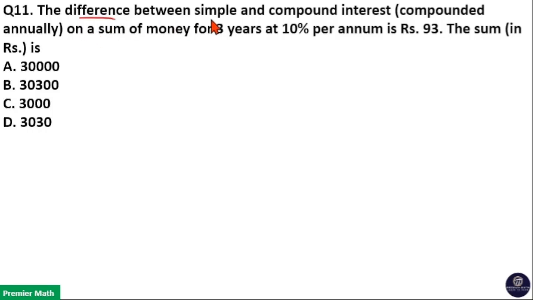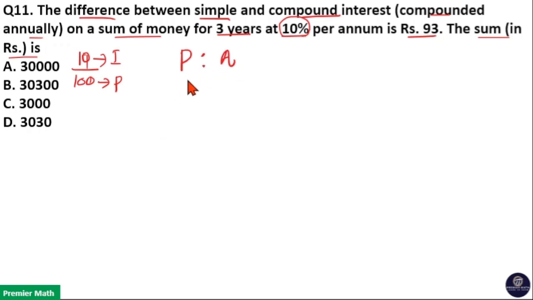The difference between simple and compound interest compounded annually on a sum of money for 3 years at 10% per annum is rupees 93. The sum in rupees is? Here 10% is the rate of interest for both simple and compound interest. 10% means 10 by 100, that is equal to 1 by 10. So 1 unit is the interest out of 10 units of principal. Now take the ratio between principal and amount. Here principal is equal to 10 parts for 1 year and amount is equal to principal plus interest, that is 10 plus 1, 11 parts for 1 year.